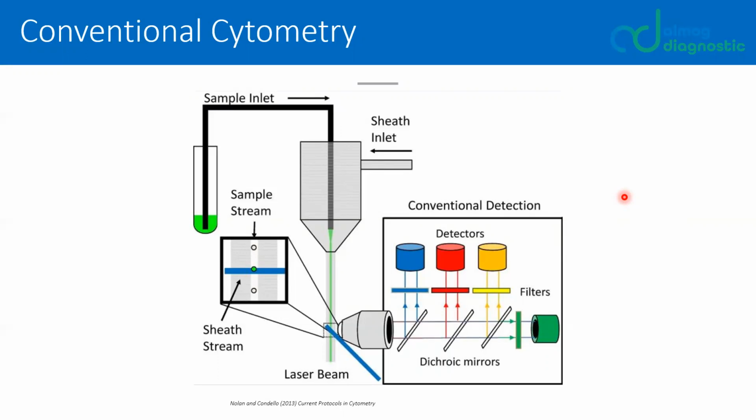So let's start with a diagram of conventional flow cytometry. We have the sheath fluid going through the laser beam. We have the filters followed by the detectors. And as you know, each detector is assigned to one fluorochrome. When talking about spectral flow cytometry, the main difference is in the way that light is being collected.